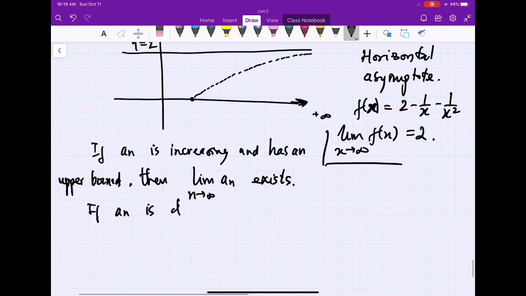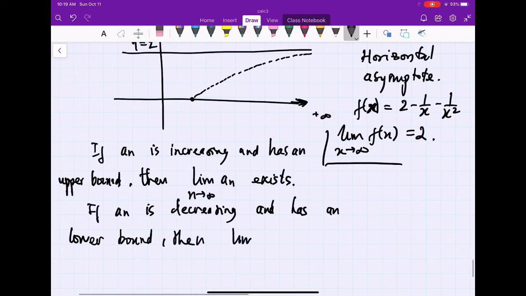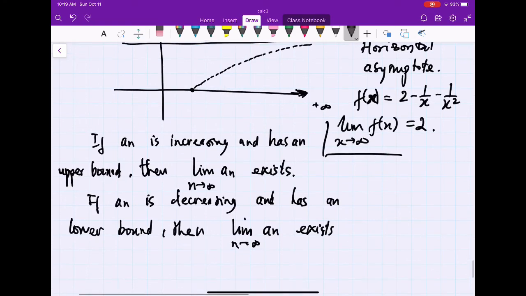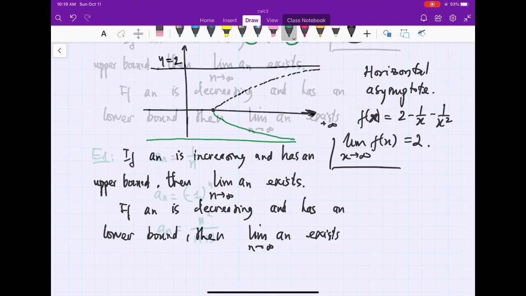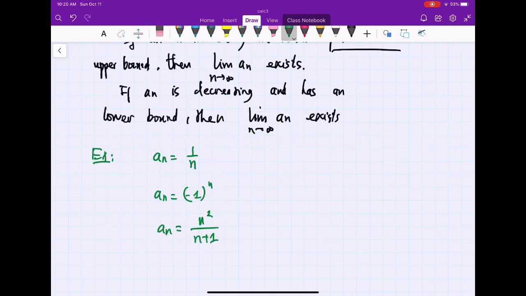If a_n is decreasing and has a lower bound, then the limit of a_n exists. So the lower bound is almost similar to this. You have a lower bound here, and then the graph looks like that. Does that make sense?